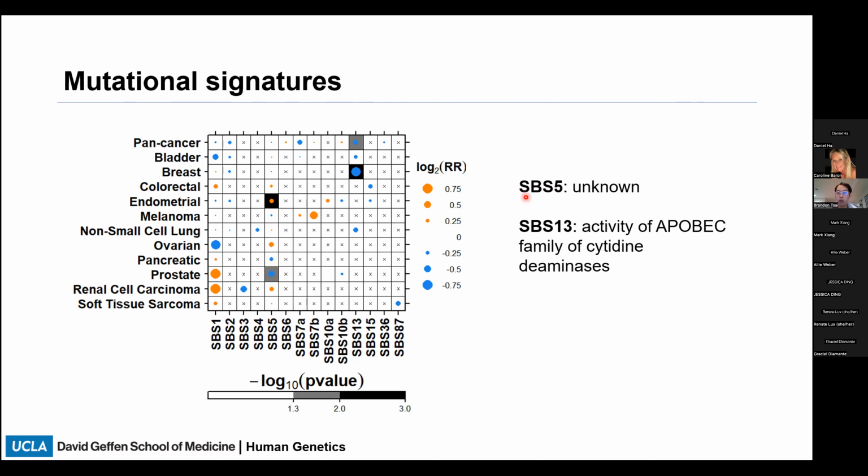SBS5 is an unknown mutational signature. And then we have SBS13 over here, which is a signature for the activity of APOBEC. And exercisers have a lower risk of this mutational signature in both my pan-cancer analysis and in breast cancer. And so interestingly, APOBEC is commonly thought of as like a DNA mutator or RNA editor. So there seems to be a downregulation of APOBEC-related mutations in the pan-cancer and breast cancers in relation to exercise.